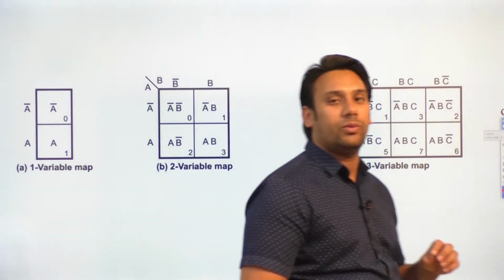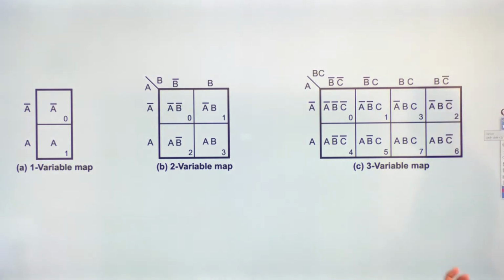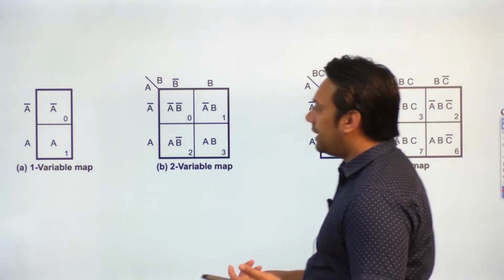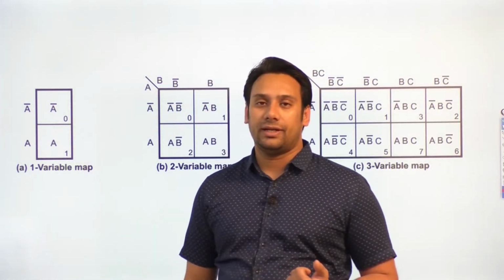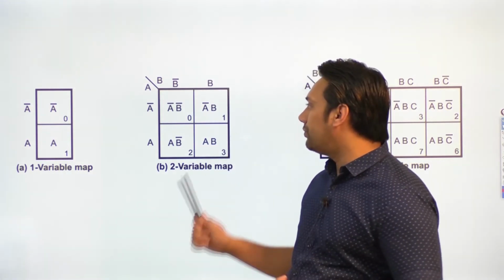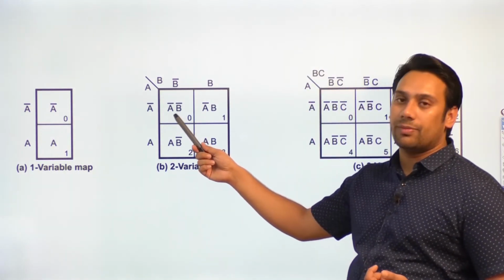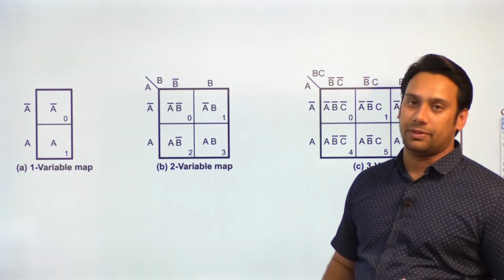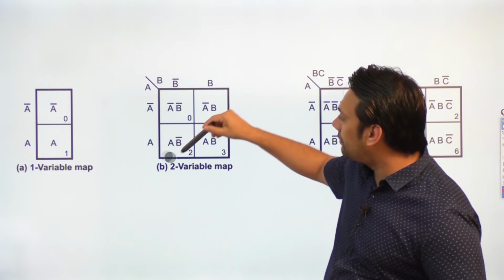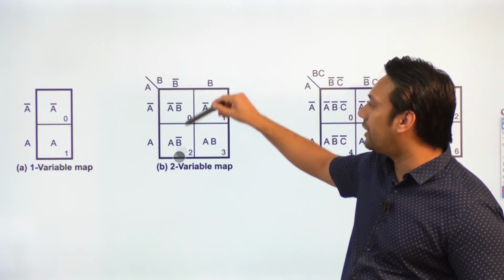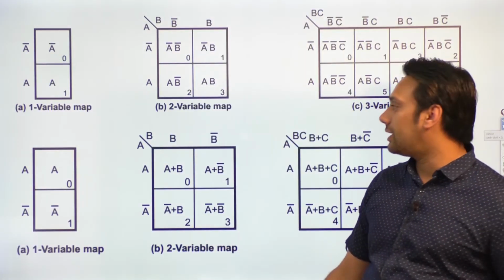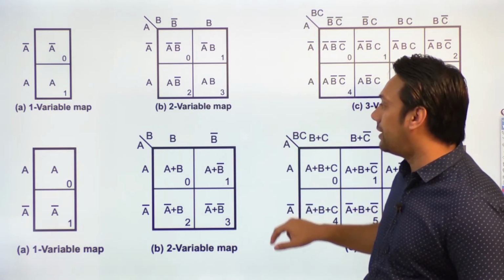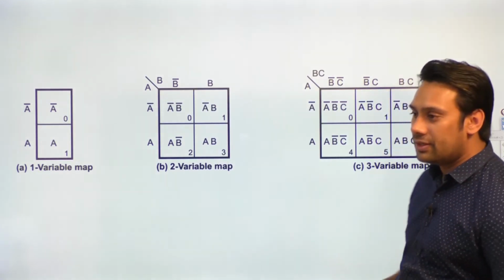So here you can see what each of these cells is representing. If I have only a one variable K-map, then one entry is representing A complement, the second entry is representing A. If I have a 2 variable K-map, these entries are A complement B complement, A complement B, A B complement and AB. Correct? Here also, between any two adjacent cells, there is a change of only 1 bit.